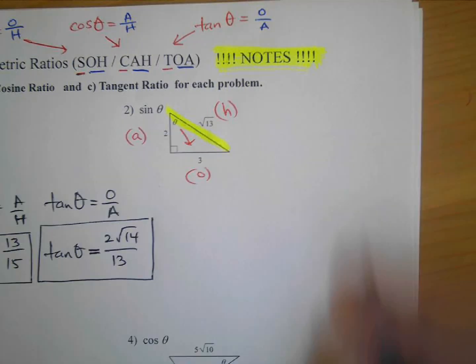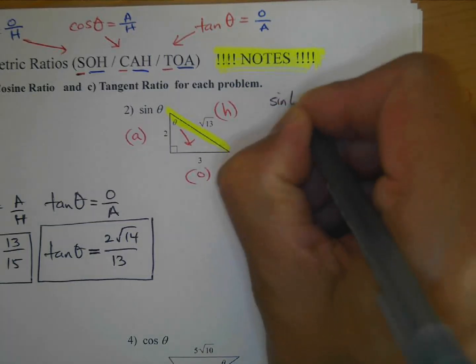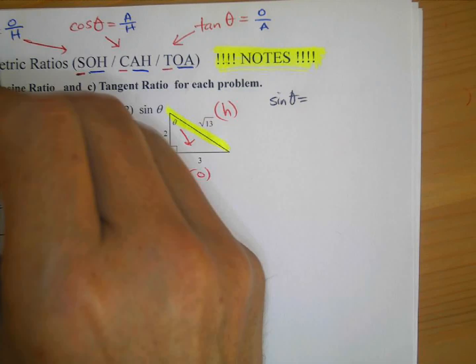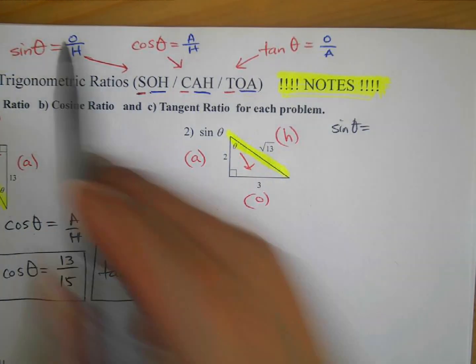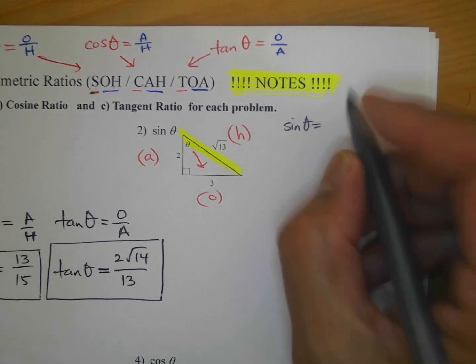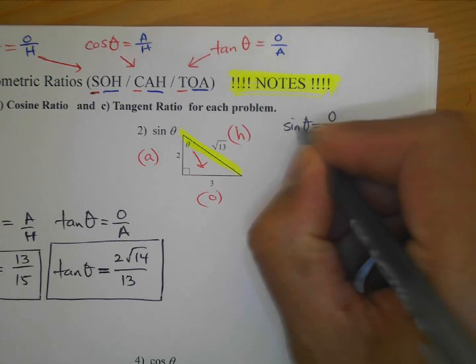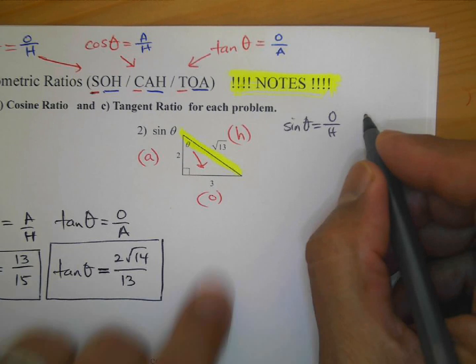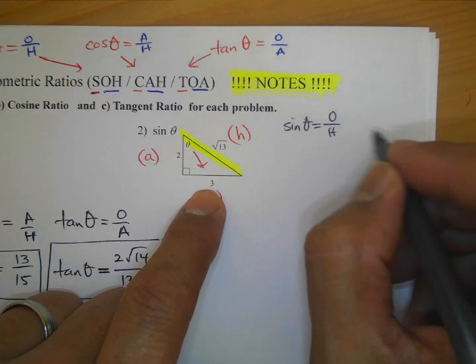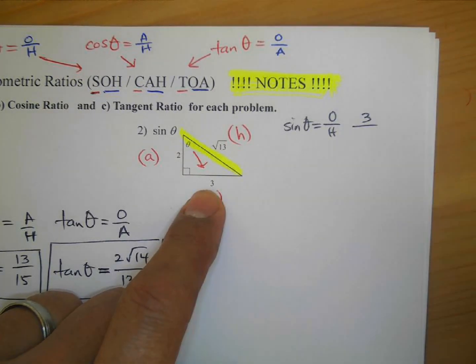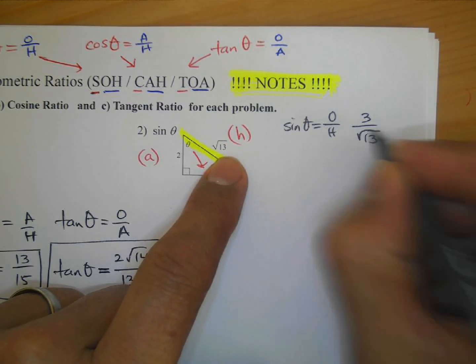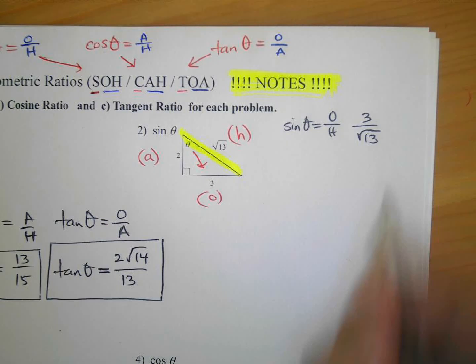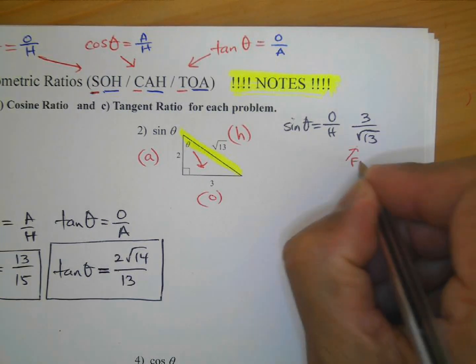Okay, so let's do sine. Sine here would be what? SOH, S-O-H, right? We've pretty much established that. Hopefully you're good with this now. So sine is opposite over hypotenuse, which would be 3 over, here we go, the square root of 13. Can't have that. Cannot have that. This is improper. We have to fix this.